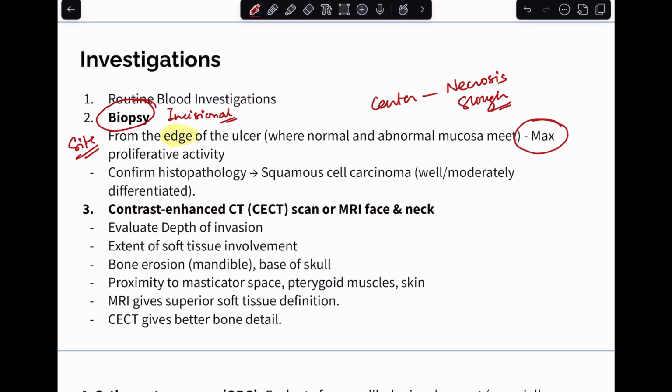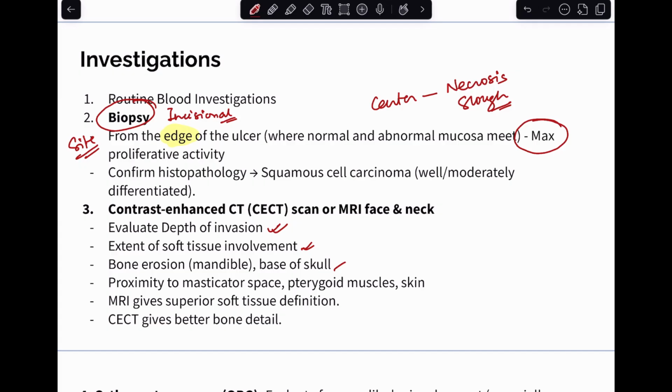So, here we can either do a contrast enhanced CT scan or an MRI of the face or neck. What will we find out with this? We'll evaluate the depth of invasion, if there is any soft tissue involvement, bone erosion, base of skull erosion, proximity to the masticator space, the pterygoid muscles, skin.